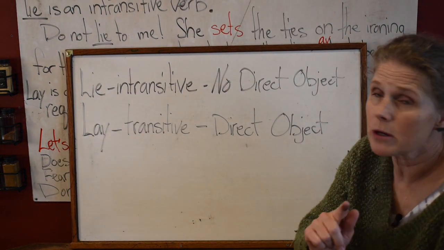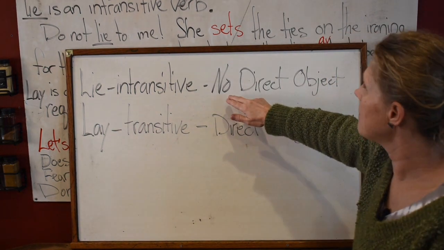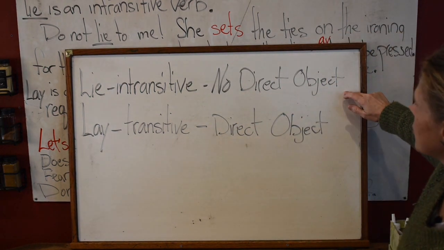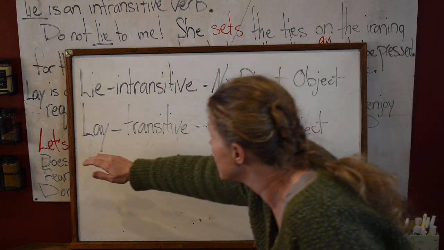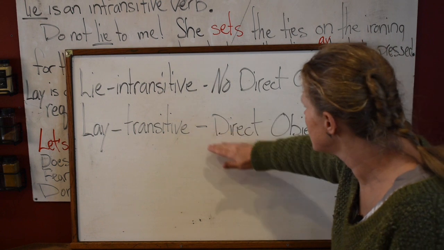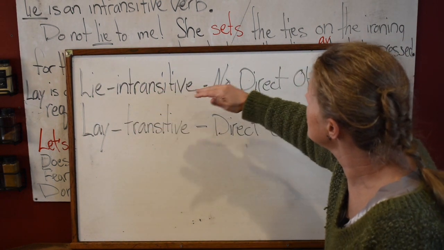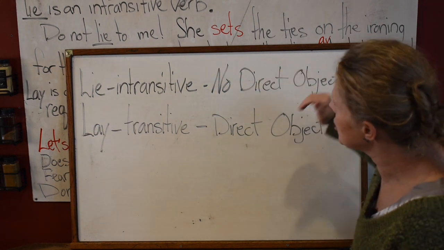Okay, now remember, lie is an intransitive verb. That means it does not take a direct object. Lay is a transitive verb. It means it takes a direct object. Lie means you're remaining, you're resting, it's a direction.